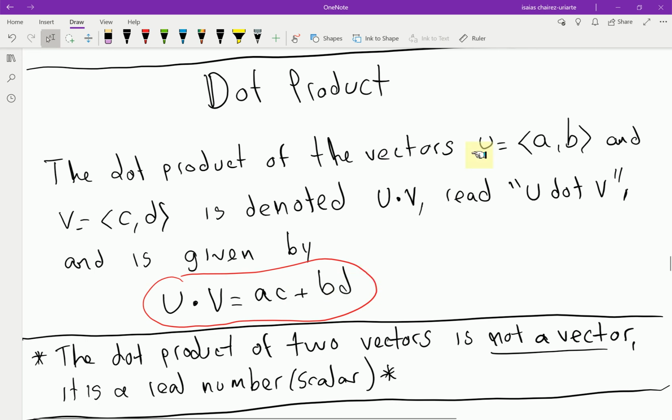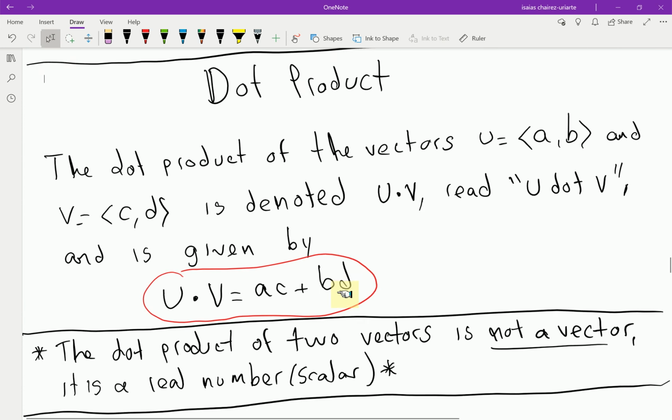Notice what's going on here. From my vector u, I'm grabbing the horizontal component, and I'm grabbing the horizontal component from my vector v, and I multiply those two things. That's ac right there. Plus the product of the vertical components, bd. And that is my dot product. So this is just the definition of the dot product. We'll think about what this means in a second, but let's just start using this right now.